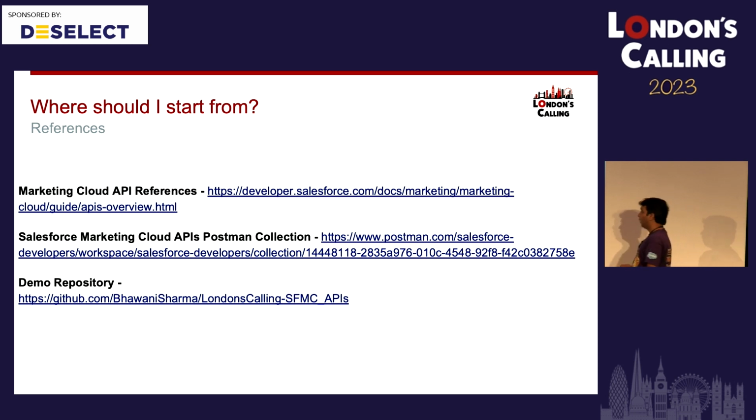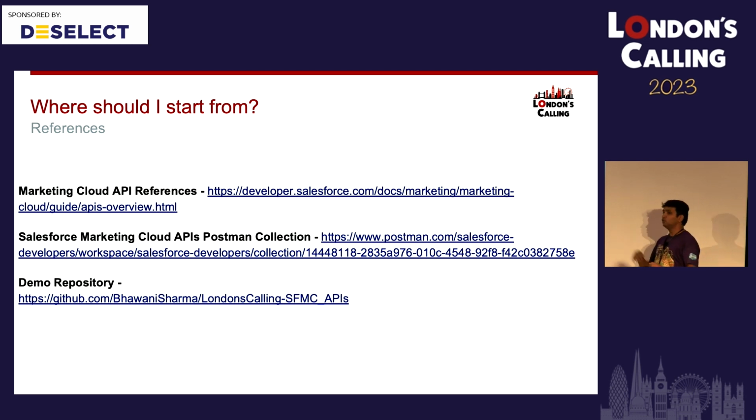Where should I start from? If you are looking forward to starting with the Marketing Cloud integration, the first one is the Salesforce-provided Marketing Cloud APIs reference link, which talks about all the different types of APIs available and how you can access a specific type of component, journeys, data extension, and so on. The second one is a great link where Salesforce already has a Postman collection. You can fork it into your Postman utility, and then you can start playing around with it.